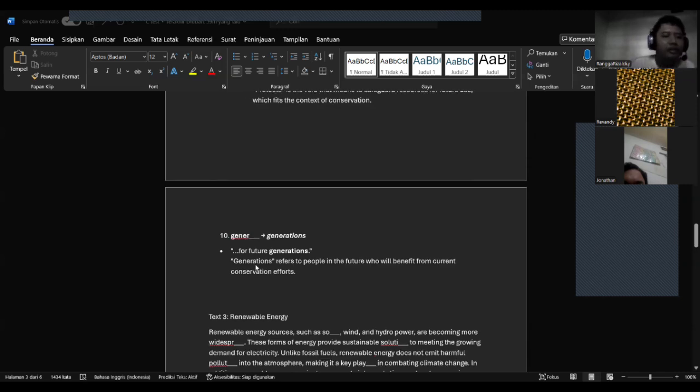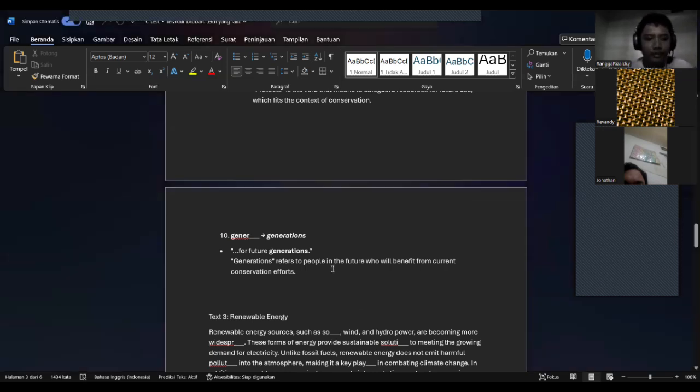Okay, number 10 is "generation," meaning future generation. Generation refers to people in the future who will benefit from current conservation.